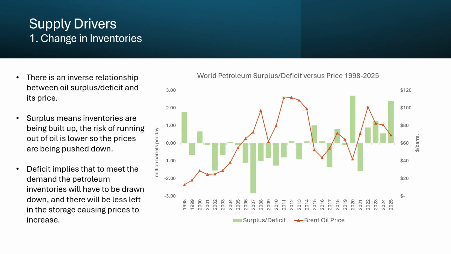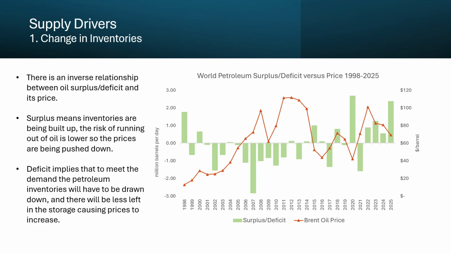One way to assess if the inventories are building up is to examine the year-end petroleum balance, which is the difference between what was produced in the year and what has been consumed. If production exceeds the demand, the surplus will go into storage. But storage is A, not unlimited, and B, inventories indicate how worried we should be about running out of oil.